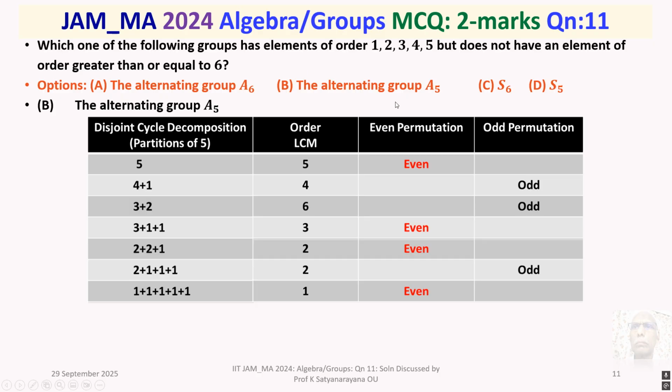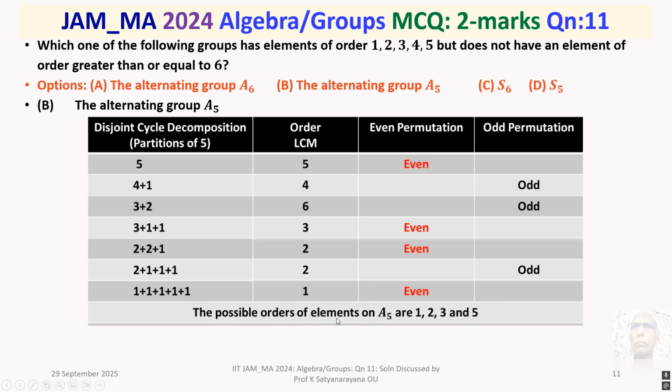Right. So now, what do we see? There are orders 1, 2, 3, 5, but the order 4 is not there. Therefore, the orders of elements of A5 are 1, 2, 3, and 5. So, do we have an element of A5 whose order is 4? No.